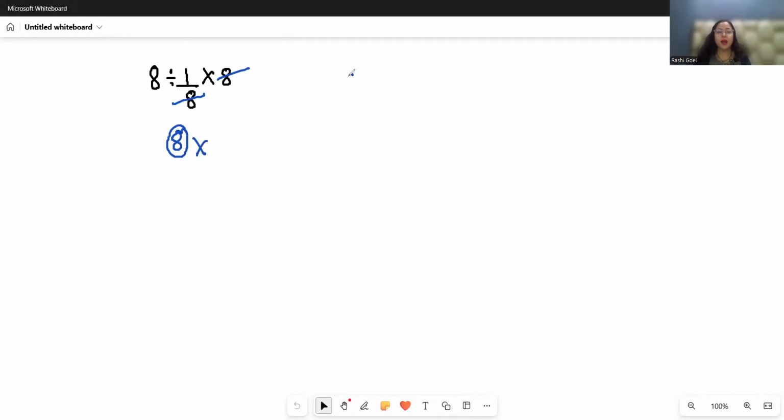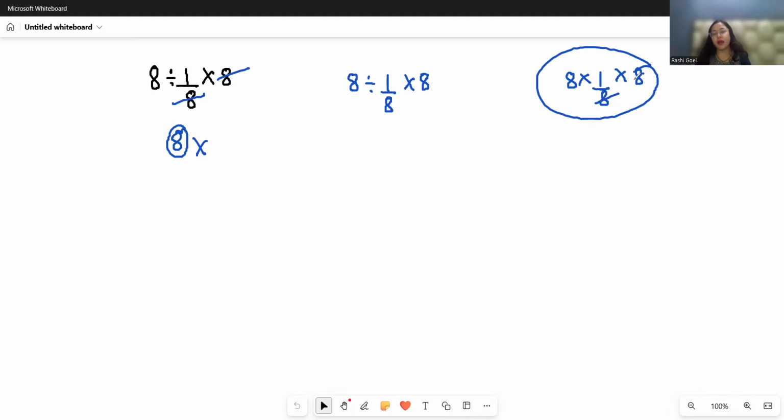answer. Why? Because when there is the symbol 8 ÷ 1/8 × 8 and 8 × 1/8 × 8, both have different answers. In this question, you can cancel out 8 by 8 and the answer is 8. But when this is given with the division sign, it's 8 divided by 1/8, not 8 divided by 8.